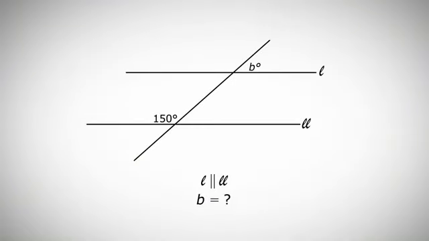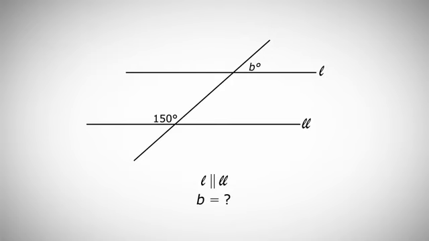Now that you've gotten a chance to look at the answers, let's go through a few examples together, starting with number 1. In our figure, we have two parallel lines, line 1 and line 2, that are intersected by a third line, creating angle B and 150 degrees. The question asks us, what does B equal?